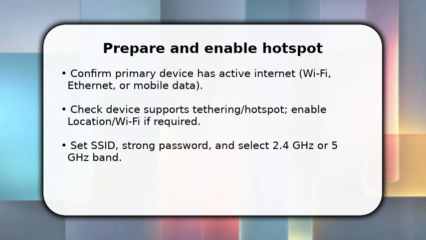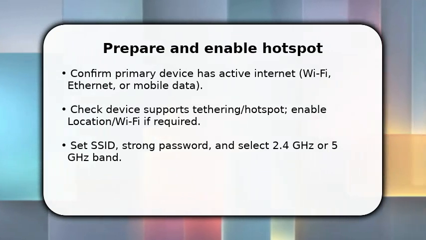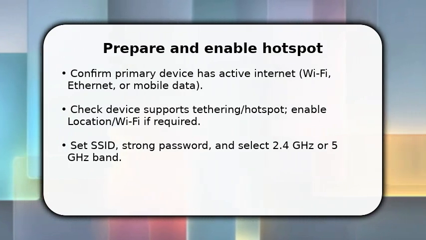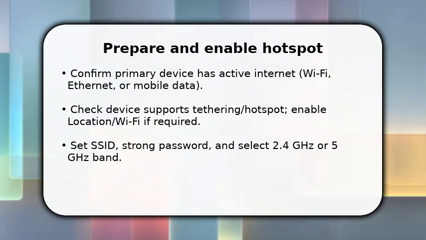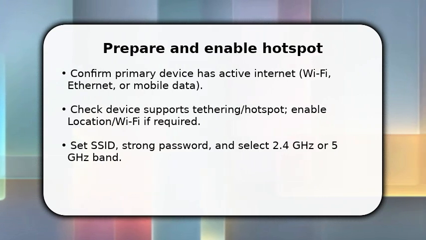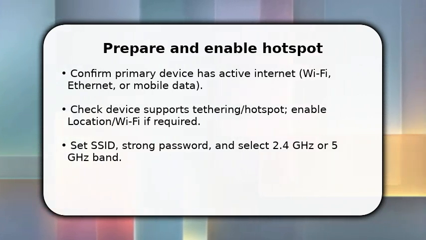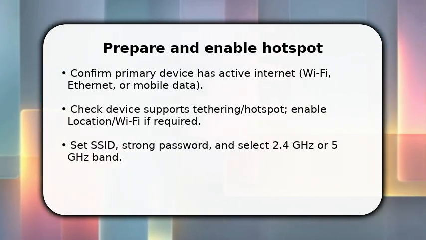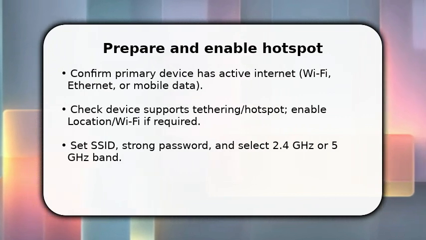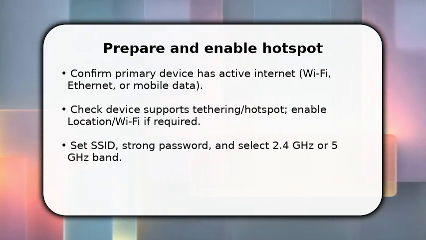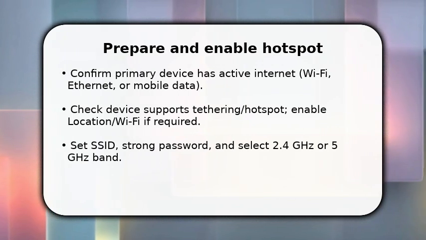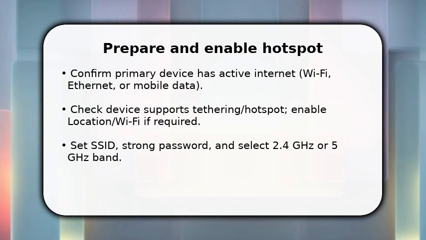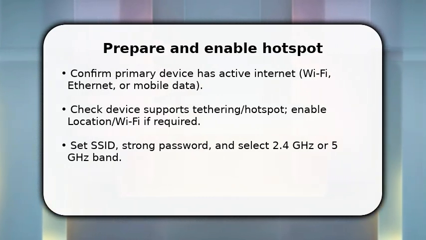You begin by verifying prerequisites. Your main device must have internet and tethering capability. Enable required radios. Now open settings and turn on the mobile hotspot or Wi-Fi sharing toggle. Name the network and choose a strong password so neighbors cannot join. Pick 2.4 GHz for range or 5 GHz for speed depending on nearby interference. Once done, confirm hotspot visibility and note the SSID and password. This lets other devices discover and authenticate quickly.